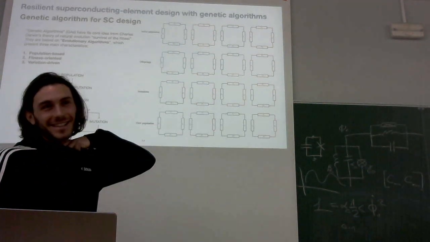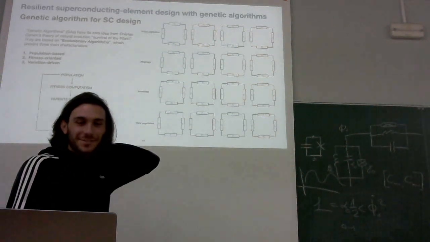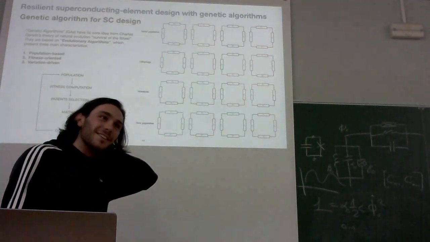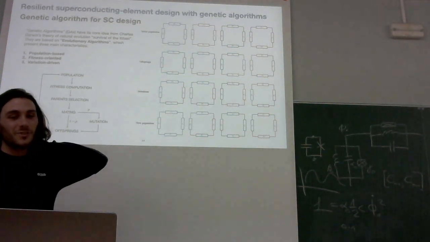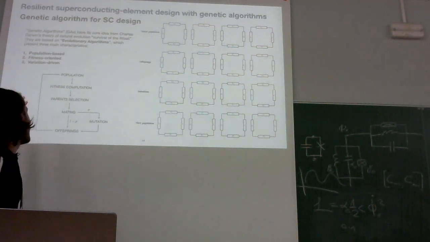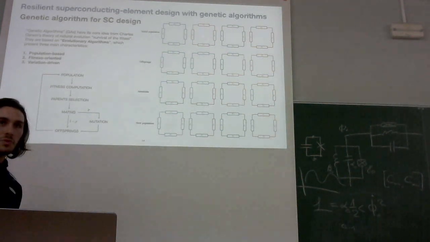So genetic algorithms have this core idea from Charles Darwin's theory of survival of the fittest. So they are kind of evolutionary algorithms. They have three main characteristics. They are population based. So you start with a population, which is essentially a set of possible solutions to your problem.